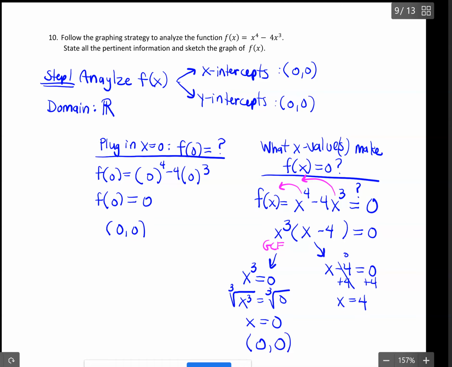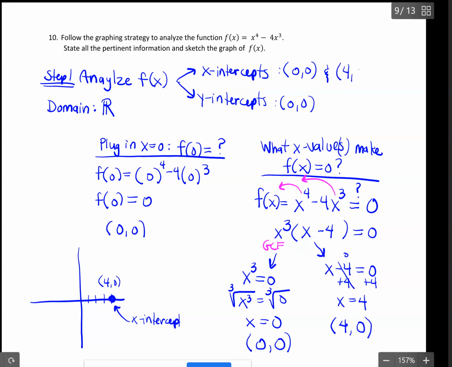Okay, dusting off some cobwebs. Step 1 is always the same for every function. It doesn't matter if it's a polynomial or if it's rational, whatever. For step 1, you're always using 0, either inputting a 0 and finding the related output, or setting the output equal to 0 and finding the related input. Always, always for step 1.